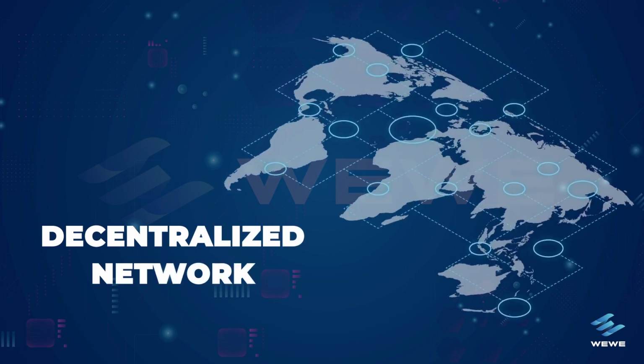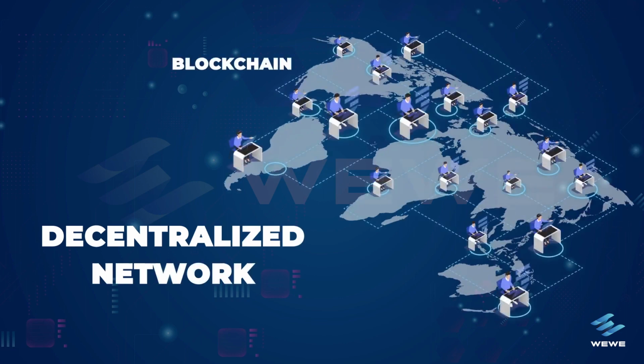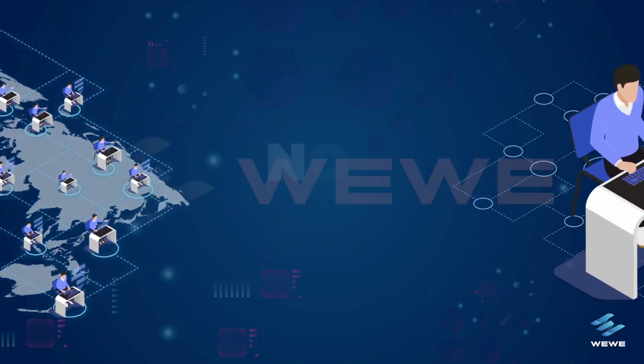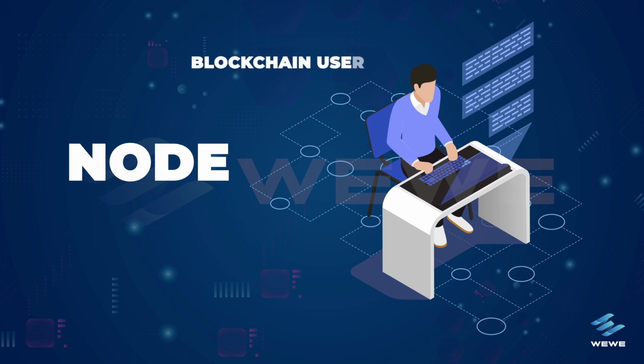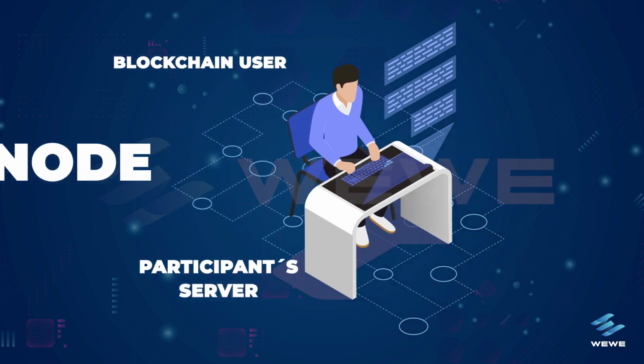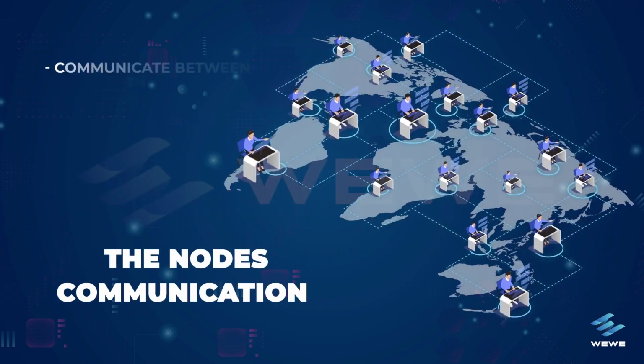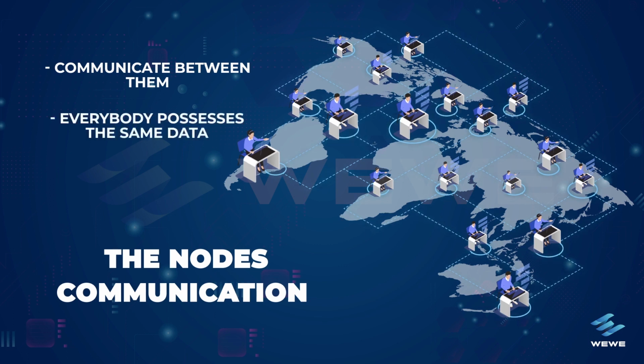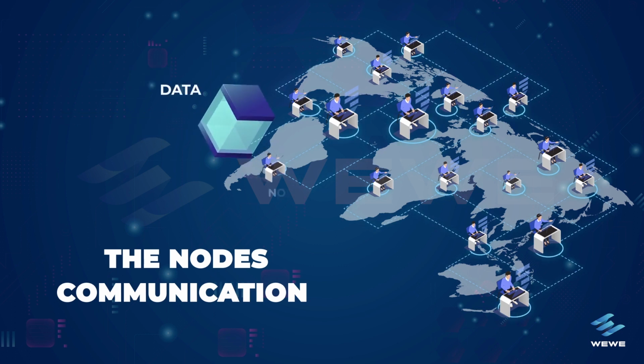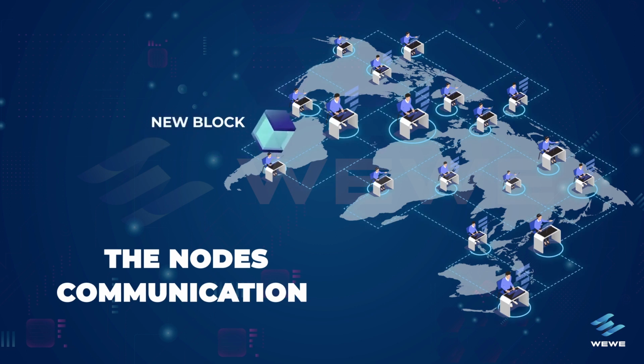In a decentralized network, like the blockchain, if the network node is down, nothing is lost. A node is the participant to the blockchain physically consisting of the participant server. The nodes communicate directly between them within the decentralized system, and everybody possesses the same data as everybody else. It is used by the node to verify everything is still in order. When somebody generates a new block, that is sent to everybody in the network.